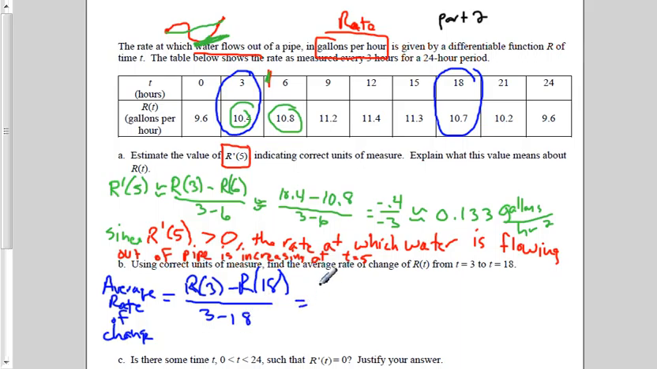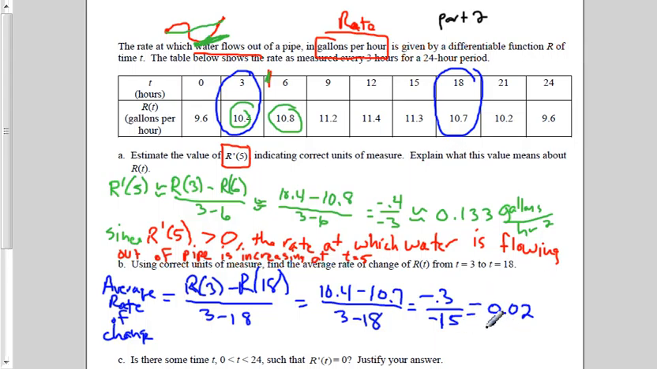r of 3 is 10.4 minus 10.7 all over 3 minus 18. We had two negative values, so I know it's going to be positive, but I'll write it as negative 0.3 all over 15, and taking the calculator, it's going to be 1 over 50, which is 0.02. And once again, the correct units of measure: r of 3 minus r of 18 is gallons per hour, and it's gallons per hour over hour, which is gallons per hour squared.